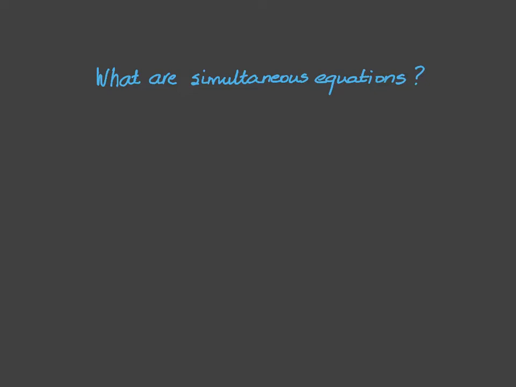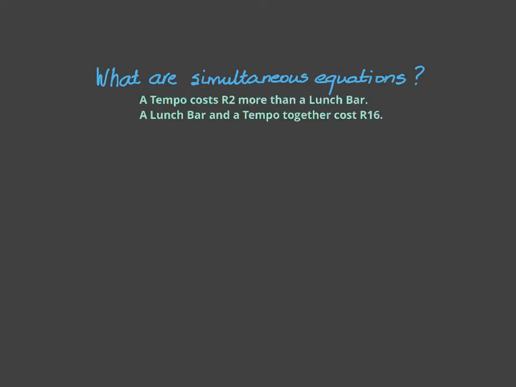I'm going to start off with a really simple real-world problem that you can probably solve in your head. But that's okay, because it's nice to find the maths meets up with what you know in your head. Over here, there are two sentences. A tempo costs R2 more than a lunch bar, and a lunch bar and a tempo together cost 16 Rand. I'm going to use this information to set up equations and find out how much a tempo costs and how much a lunch bar costs.